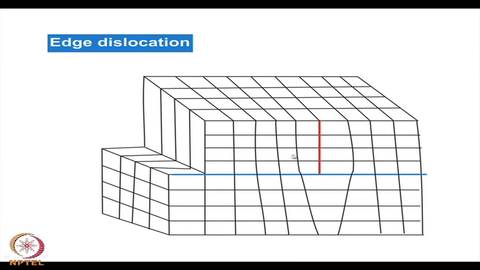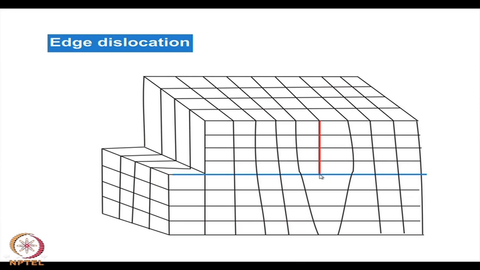So, the dislocation is actually the intersection of this extra plane here and the slip plane. The slip plane is the horizontal plane here with the blue line, the plane on which the atoms are slipping, in the sense that it is the intersection point where the top atoms are moving and the bottom atoms are residing at their own sites, so there is a relative displacement basically.